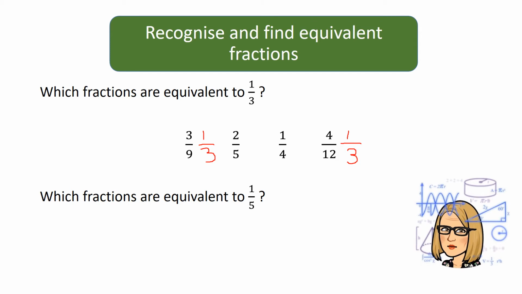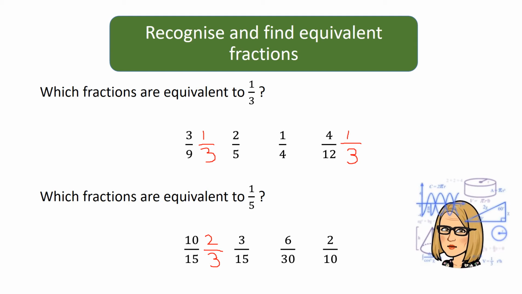Here's some more. Which fractions in this list are equivalent to a fifth? So I've got 10 over 15. Well, both of those can be divided by 5. So 10 divided by 5 is 2. 15 divided by 5 is 3. Got 2 and 3 there. They're not in the same times table, so I can't simplify that anymore, and that's not equivalent to a fifth.